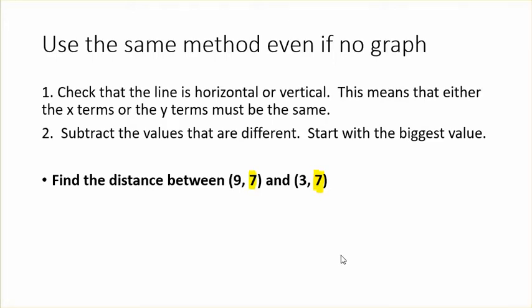I can find the distance by looking at the values that are different. So I need to find the length between 9 and 3. We're going to subtract, starting with the bigger value. 9 minus 3 is 6. So the distance between those points is 6.